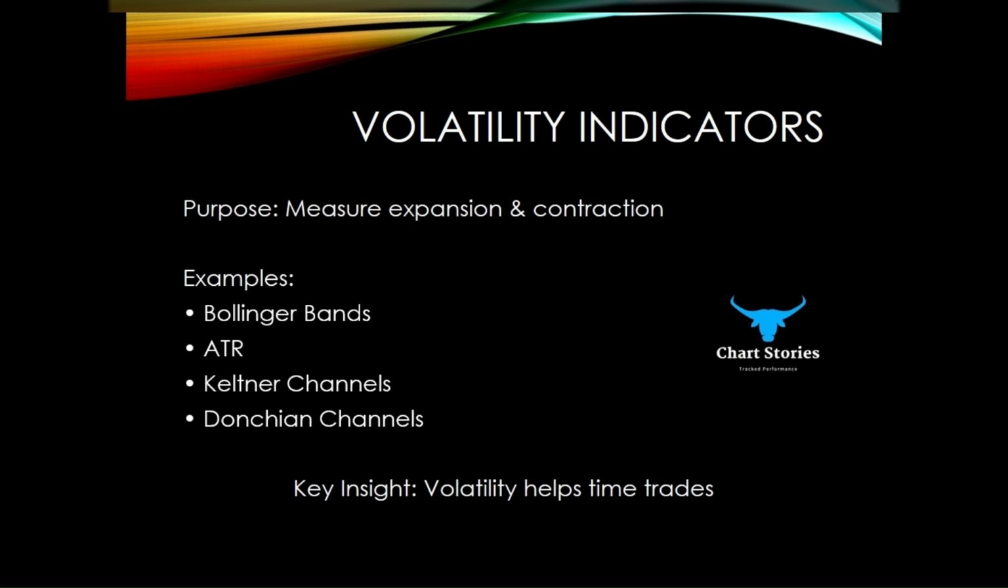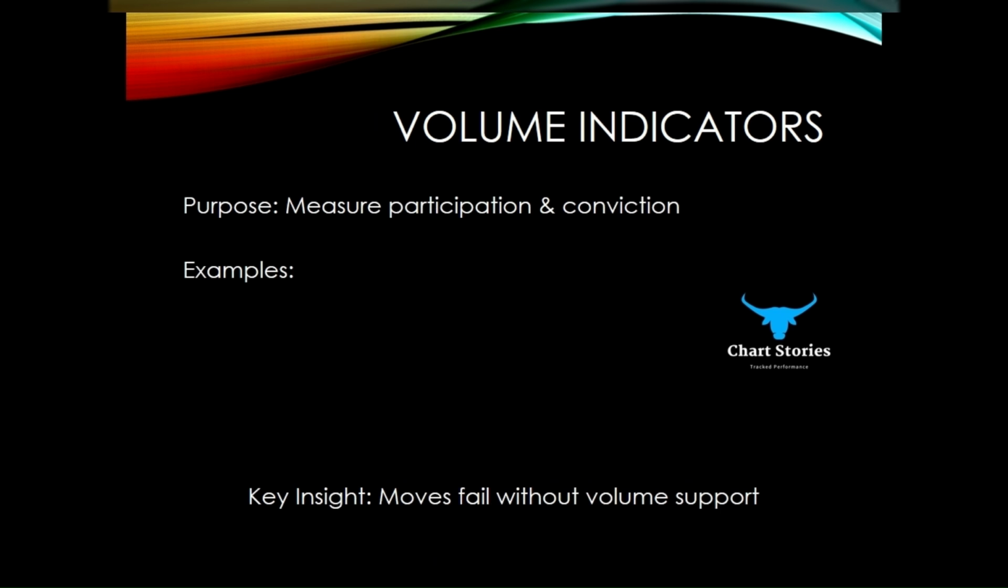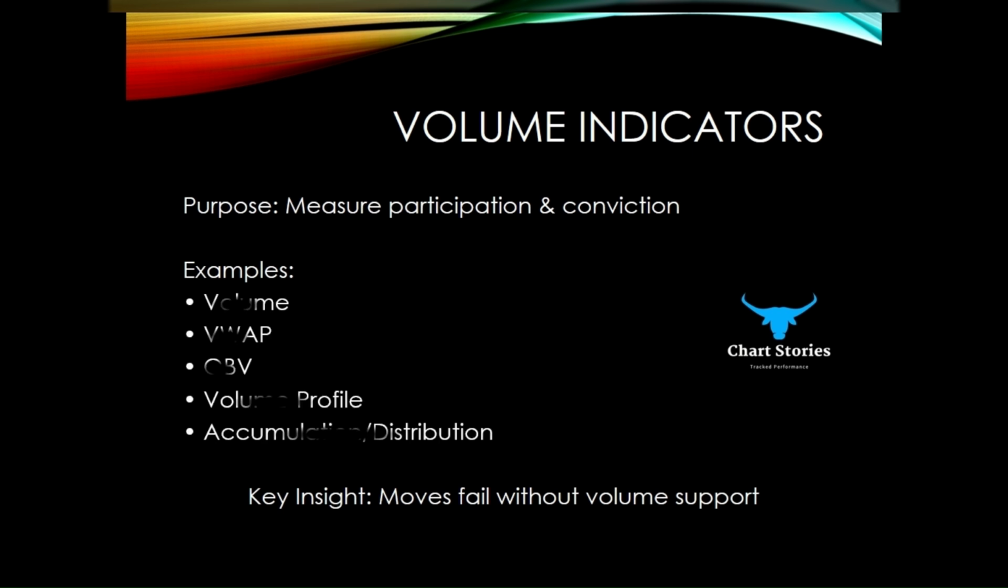Moving on, the fourth category is volume indicators. Volume tells you whether money is supporting the move. Examples include volume, VWAP, OBV, which is on balance volume, volume profile, accumulation and distribution. Price can move without volume, but it cannot sustain without volume. This is why low volume breakouts often fail.